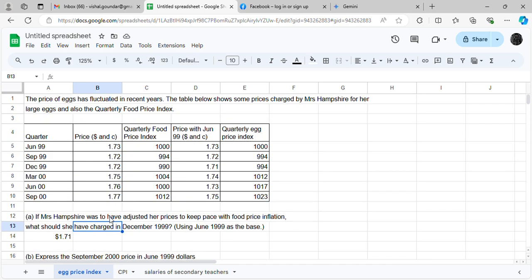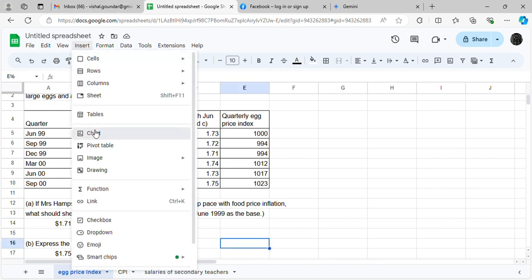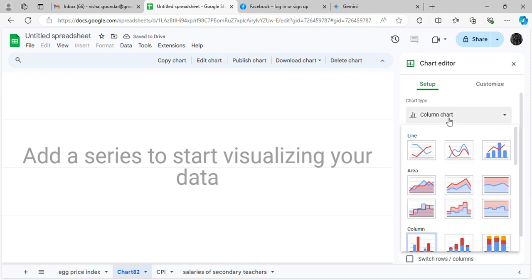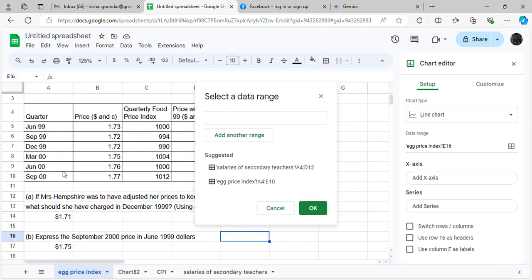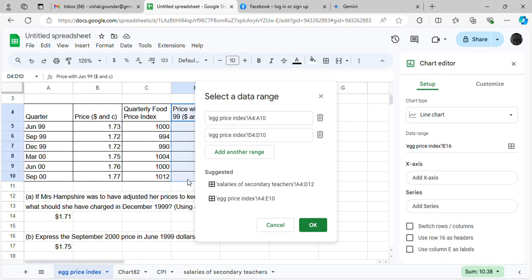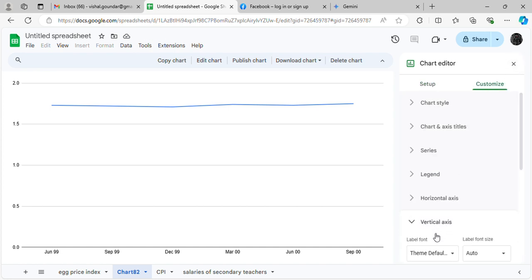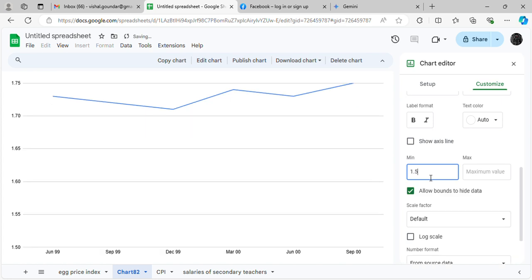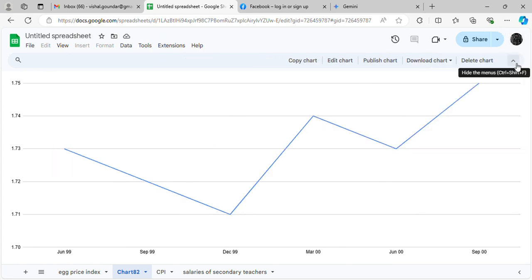Okay, let's plot this graph with the price with June. So let's click on Insert, click on Chart. Let's take the chart to the own sheet. Let's edit the chart, and that will be a line chart. Add the range. So all the quarters, and then add another range, price with June 1999 as the base. Let's customize. For the vertical axis, let's change the minimum value to 1.5. We can change it to 1.7.